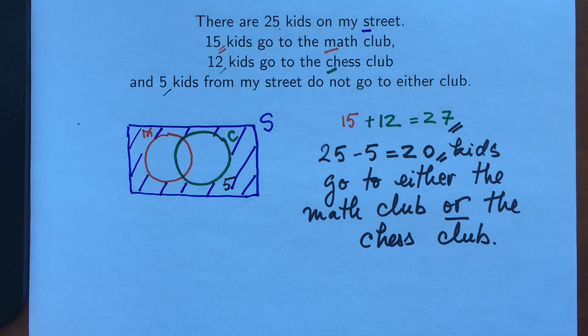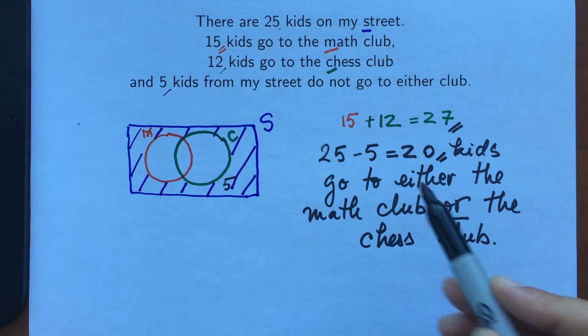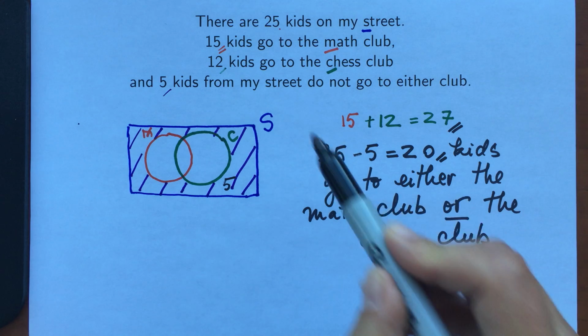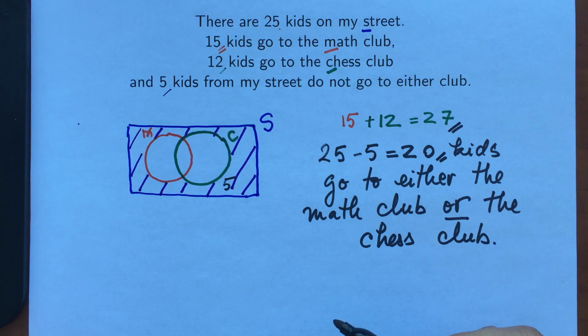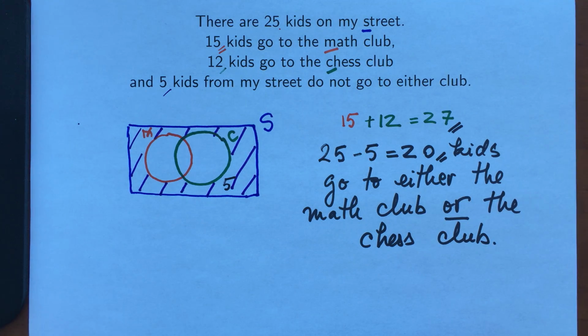So there must be some counting that we have to be very careful with. So I would suggest that you pause the video now and you figure out how can we explain the 7 extra kids that we get when we add the 15 kids that go to the math club with the 12 kids that go to the chess club, and how come we get more than 20 kids that go to either the math club or the chess club. So I hope you pause the video and you actually have an answer to that question.